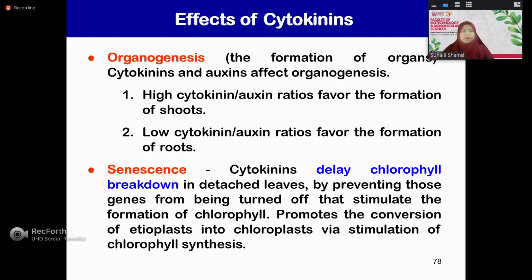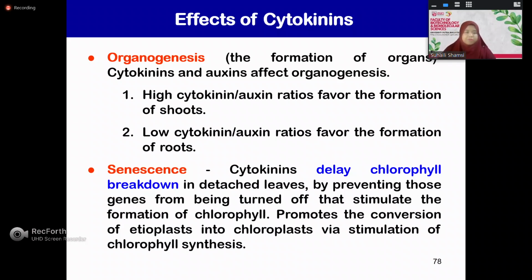And cytokinin also has effects on senescence. It delays senescence, because cytokinin is all about cell division. So in the case of senescence, it delays the process, just like how auxin delays the process of senescence itself. Cytokinins delay chlorophyll breakdown in the detached leaf by preventing those genes from being turned off that stimulate the formation of chlorophyll.